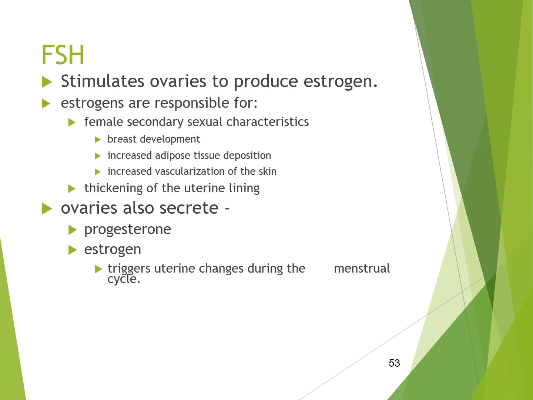Follicle stimulating hormone stimulates the ovaries to produce estrogen. Estrogen is responsible for female secondary sex characteristics. These include breast development, increased adipose tissue deposition, and increased vascularization of the skin. It also thickens the uterine lining. The ovaries also secrete progesterone and estrogen. These help to trigger the uterine changes that occur during the menstrual cycle.